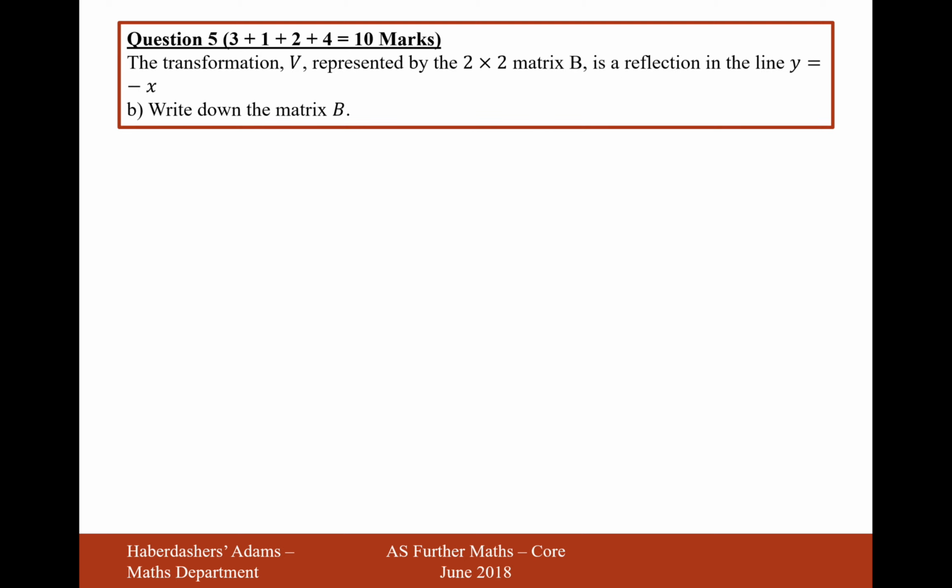Moving on to part B now. The transformation V, represented by a 2 by 2 matrix B, is a reflection in the line y equals minus x. Write down matrix B.